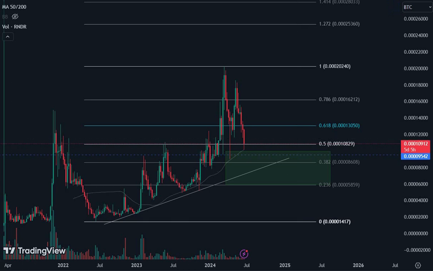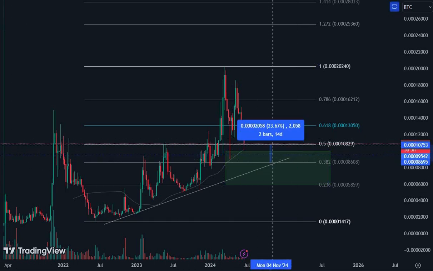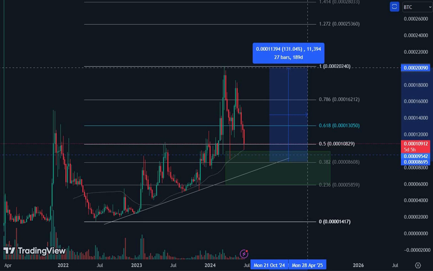But if we reach this level, then look guys, to the all-time high here, the local top, it would be 131%. 1 BTC here, 1.3 BTC there. Okay, 2.3 actually. So we can more than double your Bitcoin on that one little movement, which is ridiculous.